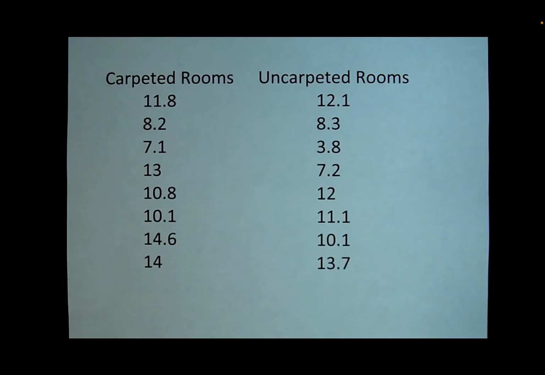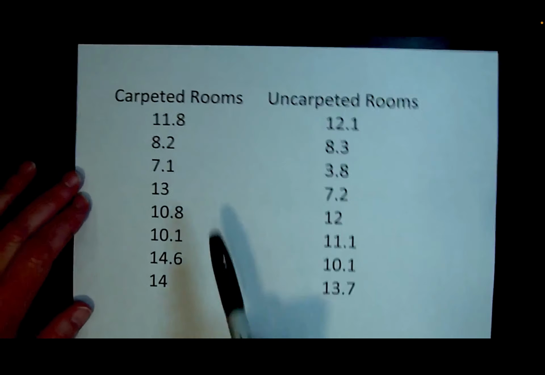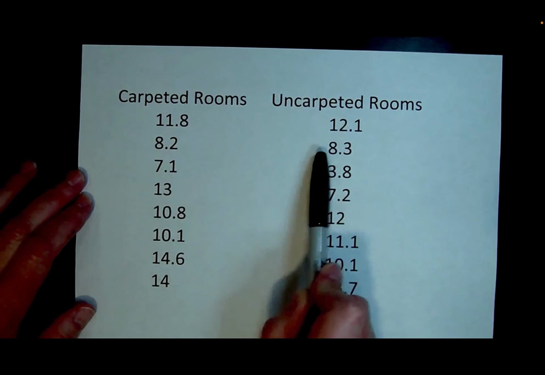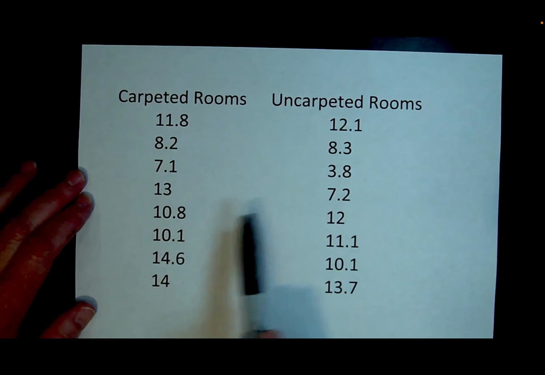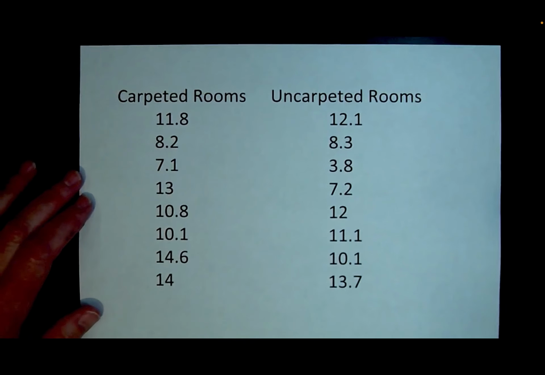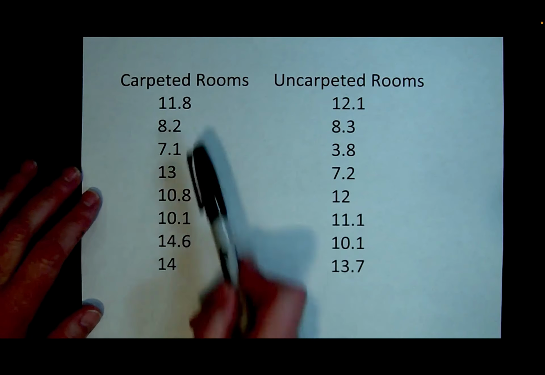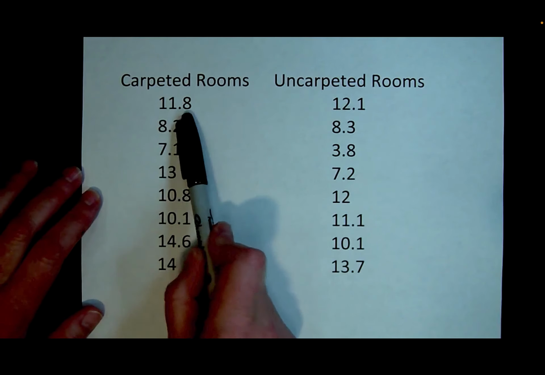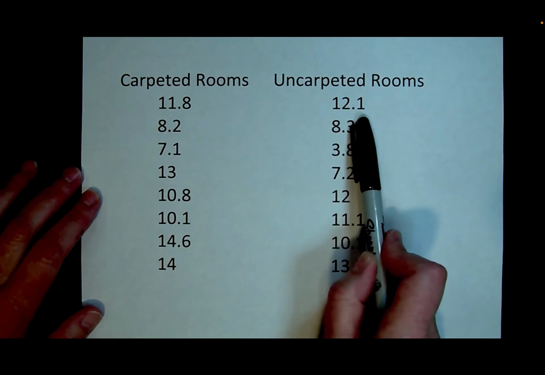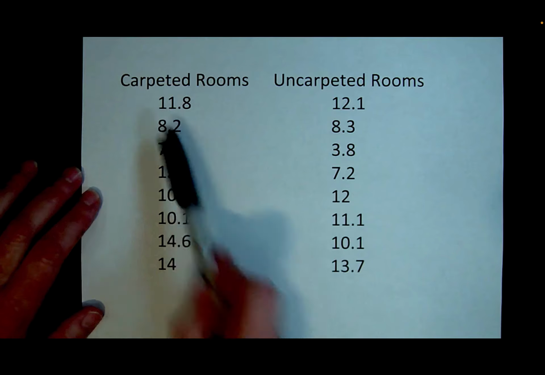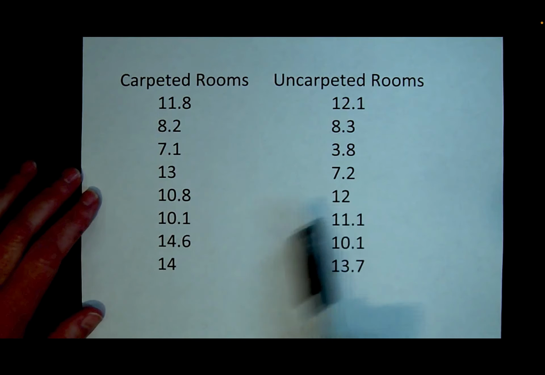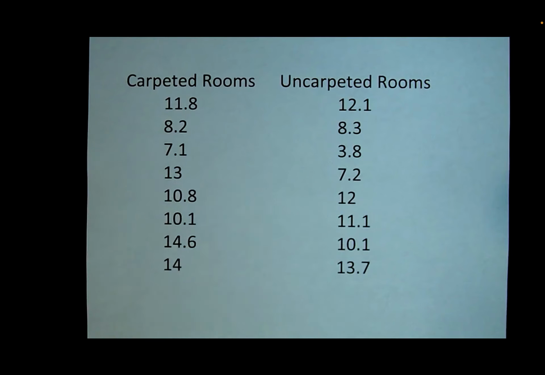Okay, back to the data. Because it's not matched pairs, it would not make sense to get the difference between the two values in each line, because there's no connection between this 11.8 and the 12.1 any more than between this 11.8 and say the 13.7 or the 12. There's just no correlation between the carpeted and uncarpeted rooms.